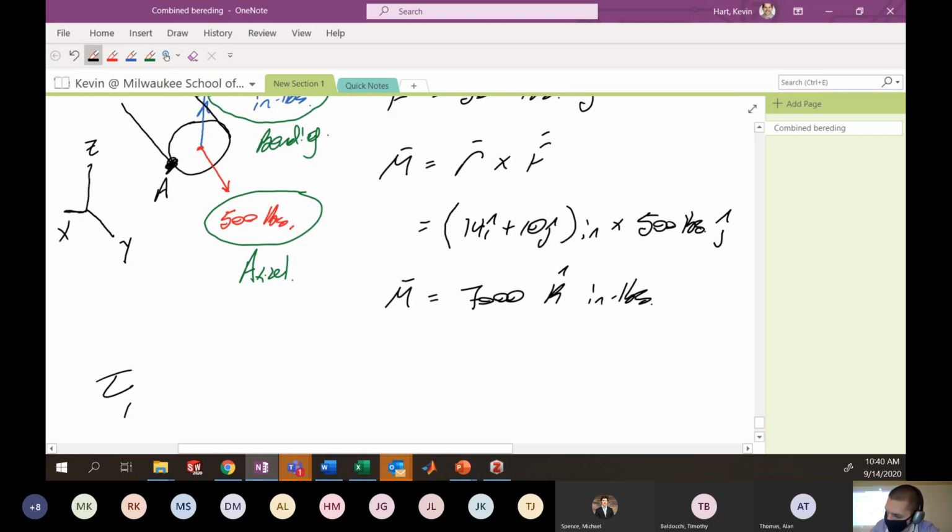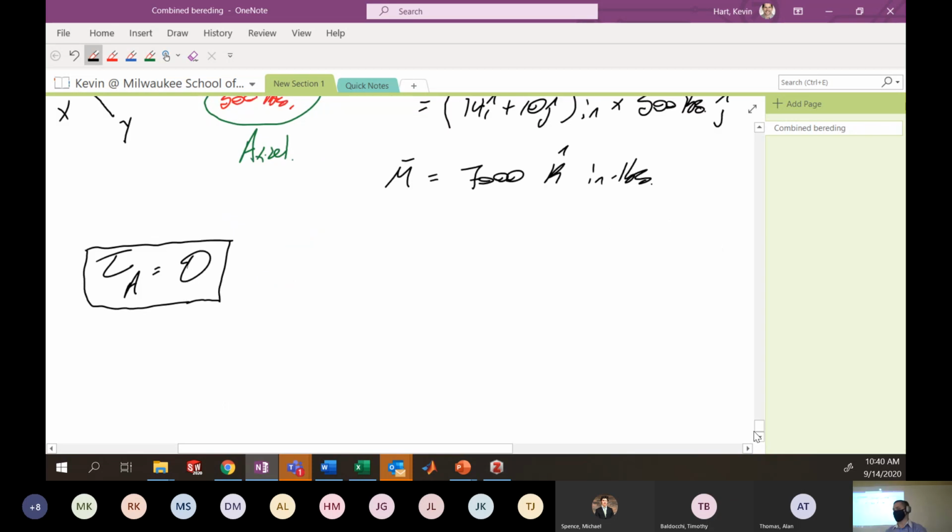If I only have axial and I only have bending, that means there's no transverse shear, there's no torsion. So in this particular example, shear stress at A, which is a combination of torsion and transverse shear, is going to be 0. That's convenient. The only thing I have to concern myself with is the normal stress at A, which is going to be this P over A term plus the My over I.